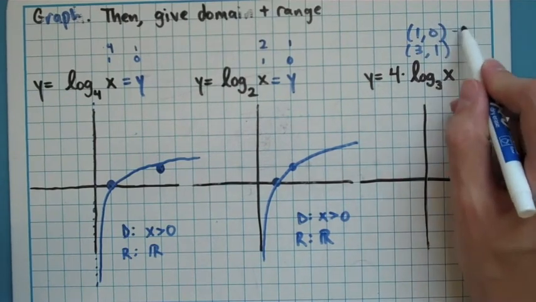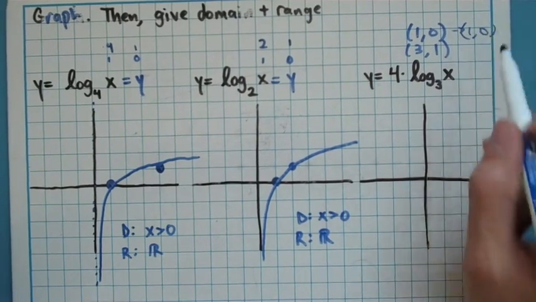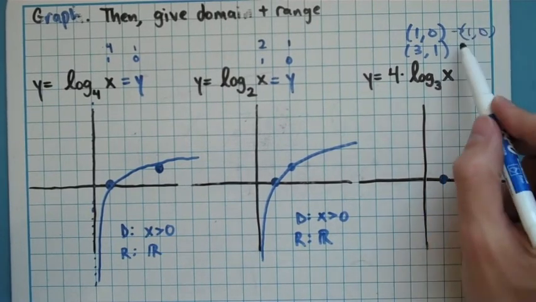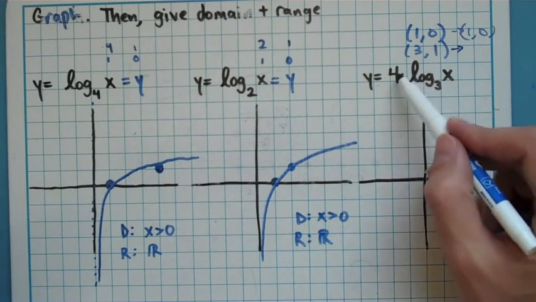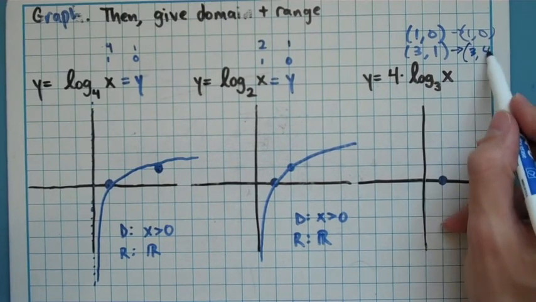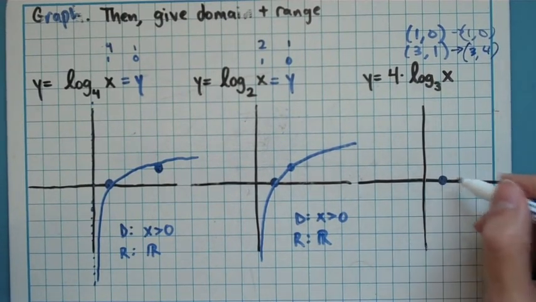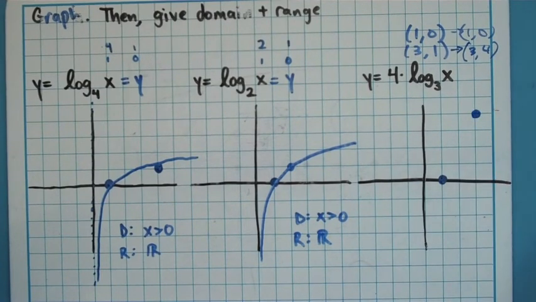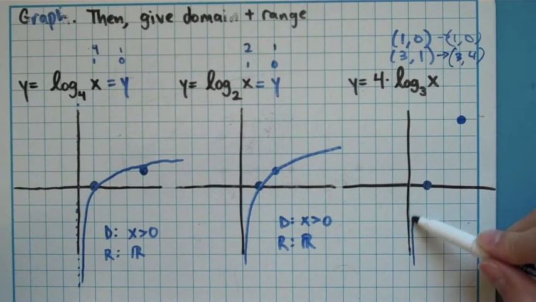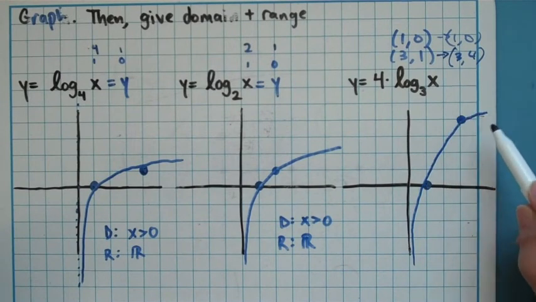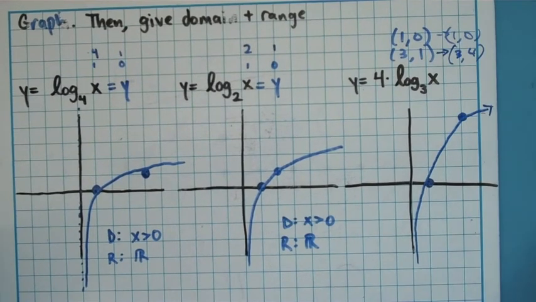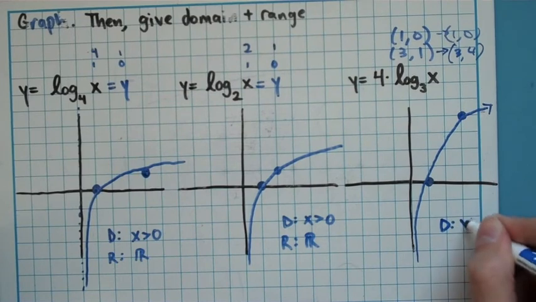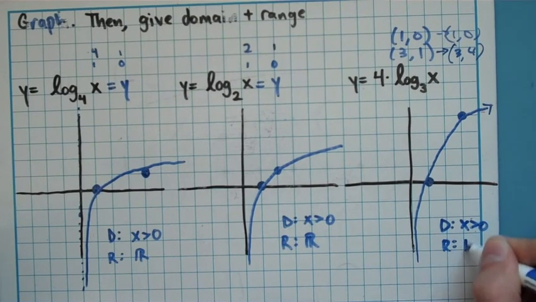So (1, 0) is still going to be (1, 0), because 0 times 4 is still just 0. But for (3, 1), you have to multiply the y. We were going to get out a 1. We're going to get out a 4 now, because 4 times 1 is 4. So my second point here would be at (3, 4). And once I have those 2 points, my graph is going to look something like that. That's not a very well-drawn graph there, but it stretches out the graph and makes it grow a little faster. So my domain, x greater than 0, my range is all real numbers.